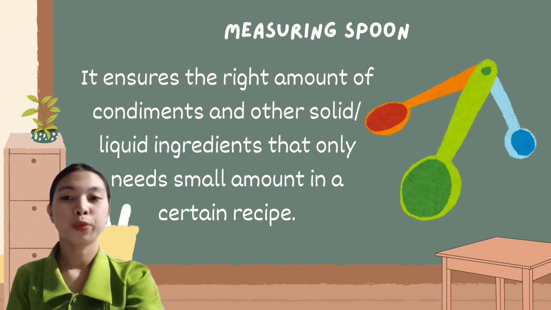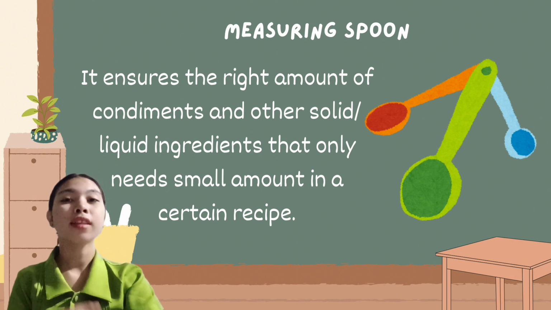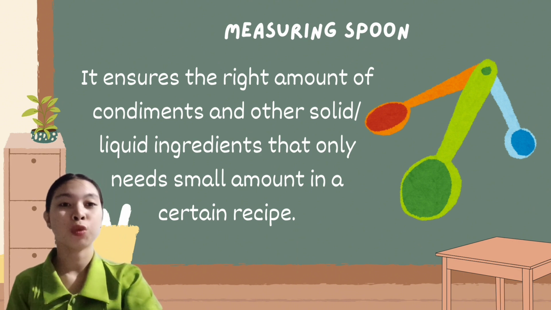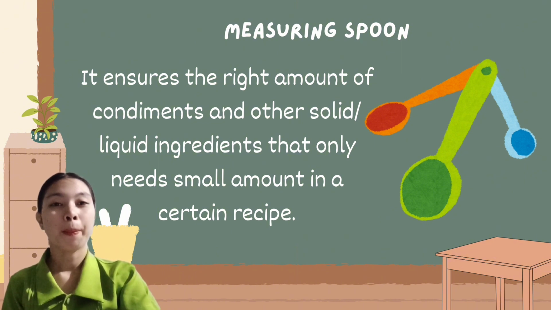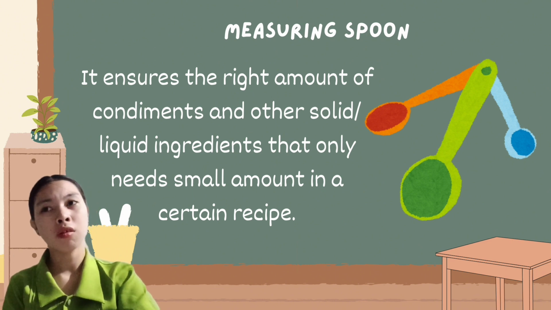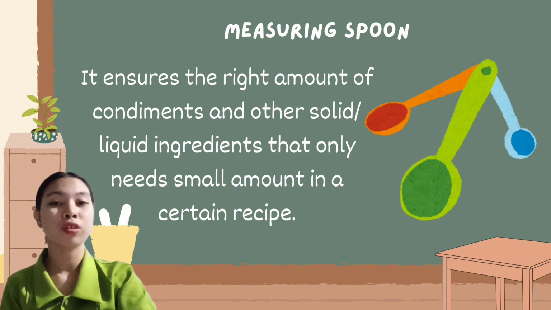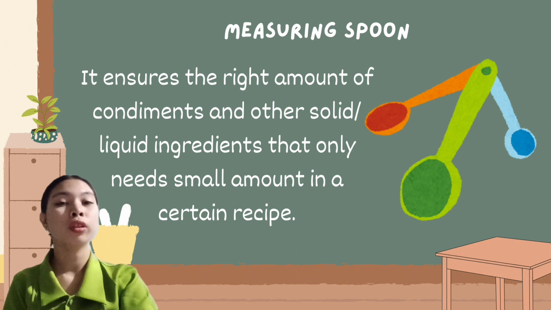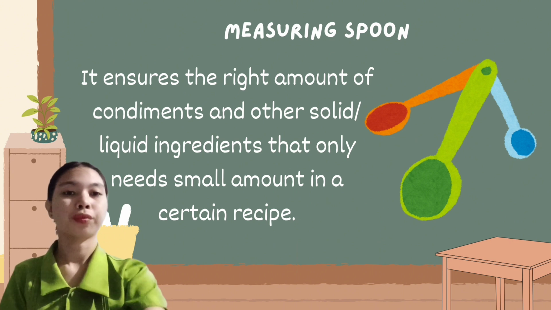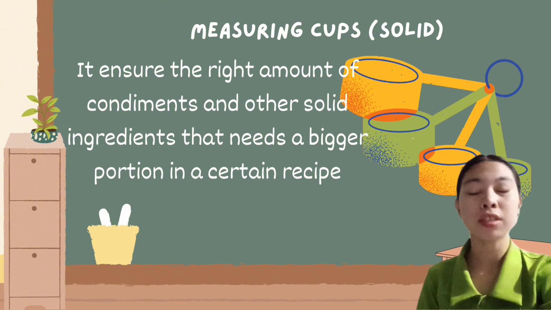So, in measuring spoon, we use this to ensure the right amount of condiments and other liquid or solid ingredients that we will use in our recipes. So, para maiwasan natin ang pagkakaroon ng mga hindi successful na luto. So, for example, hilaw, or masyado napadami yung asin, napadami yung asukal. So, we will use measuring spoon so that the measurement of the ingredients that we will use is exacto. So, we have here also the measuring cup.